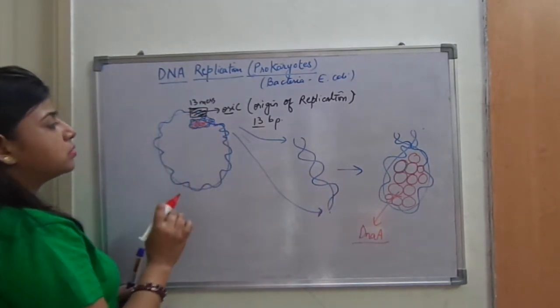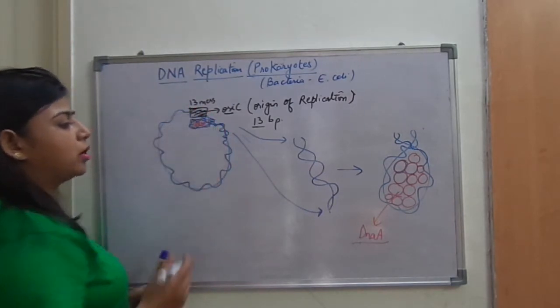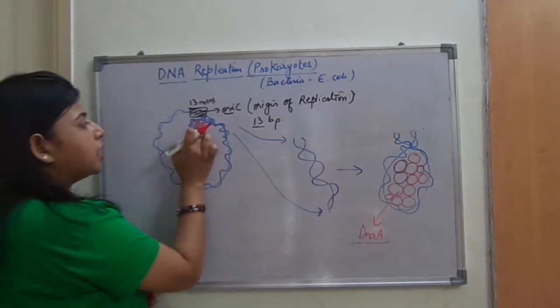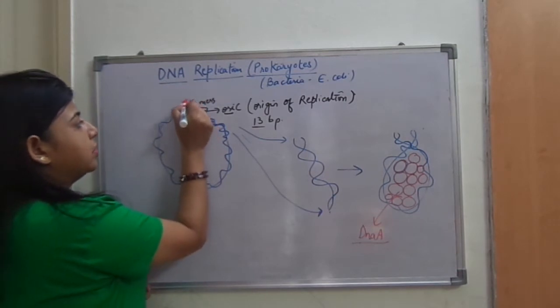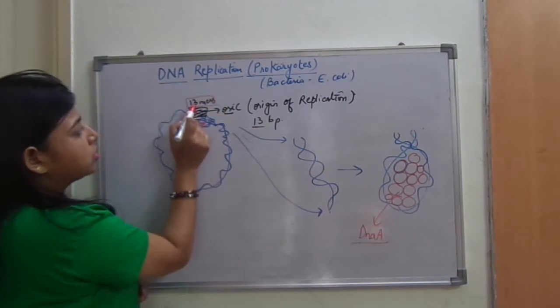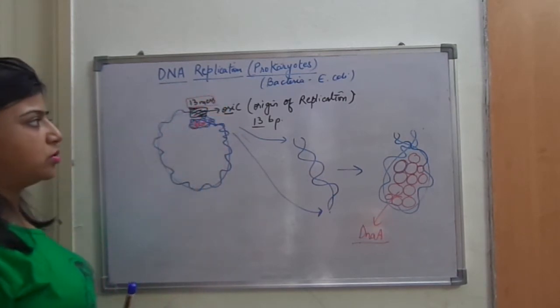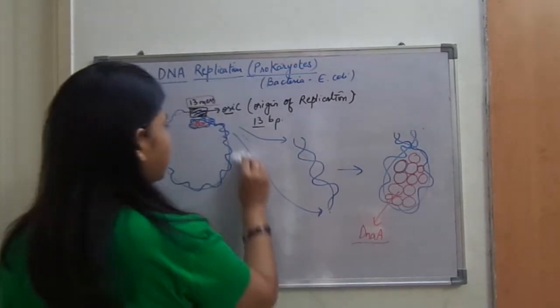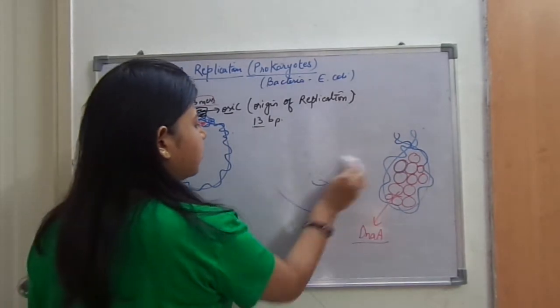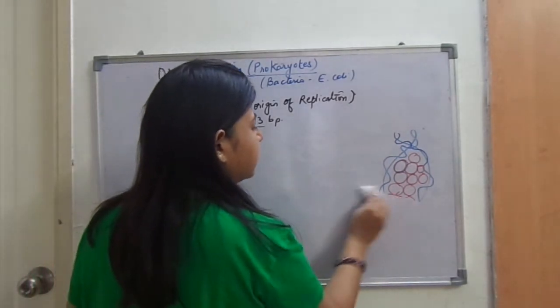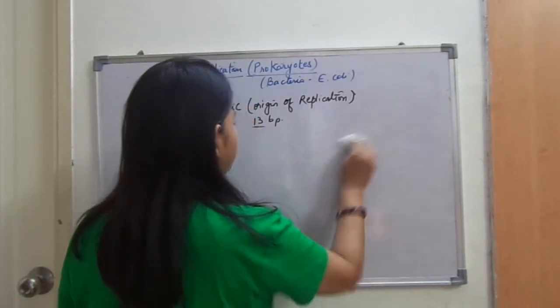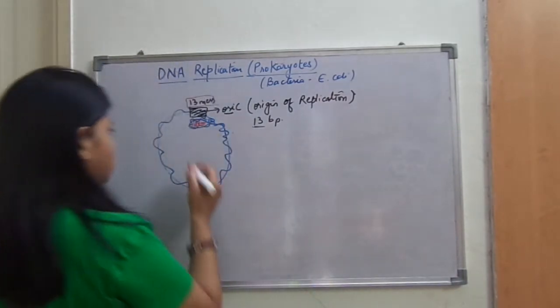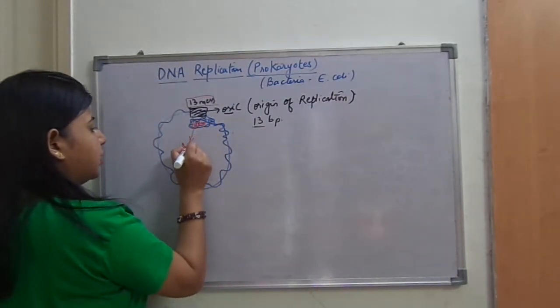Now when 9 mers supercoil over themselves and DNA A protein comes to bind over here, then they are attached. You can see 13 mers is present over here, which is actually the origin of replication. At this time, what happens? There is an enzyme which is known as DNA B. This enzyme that I said was DNA A, this one is DNA A.